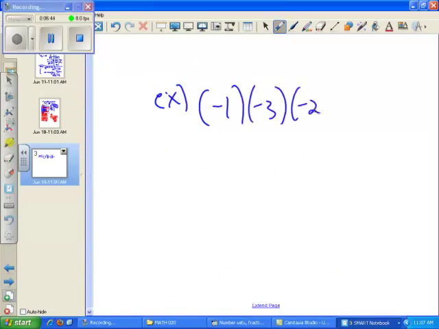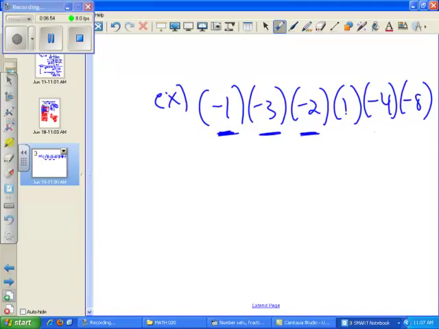Now if you have a whole expansion of signed numbers, so for example, if you had -1 times -3 times -2 times 1 times -4 times -8, what I always tell people to do is just count how many negative signs there are. 1, 2, 3, 4, 5. So here you have an odd number of negative signs in this expansion of multiplication. So odd number of negative signs means the end result's going to be negative.